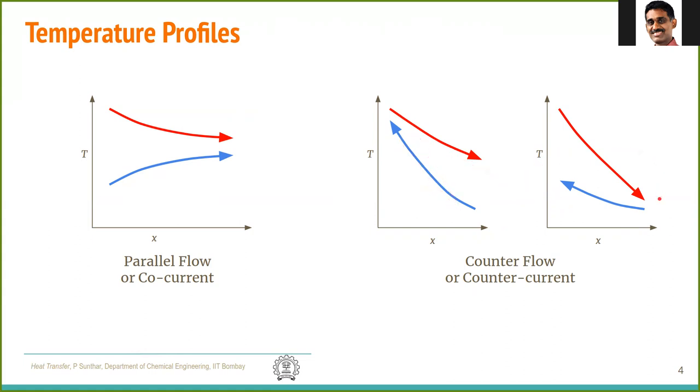There is also another case where, if the hot fluid is more steep compared to the cold fluid, then the outlet temperature of the hot fluid will approach the inlet temperature of the cold fluid. There are also various other possibilities where these both could be in parallel, or one of them will not show any variation, such as in the case of condensation or boiling.